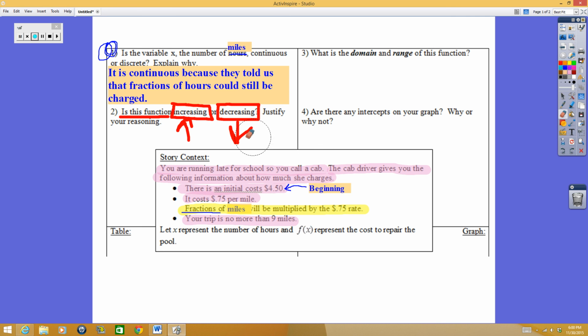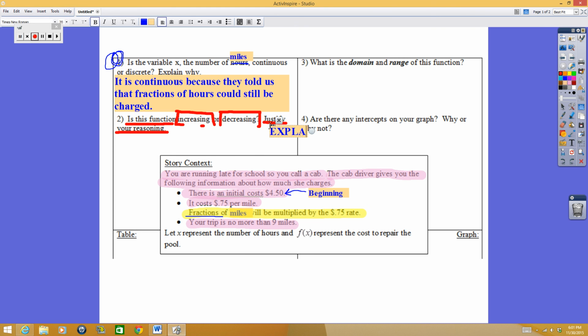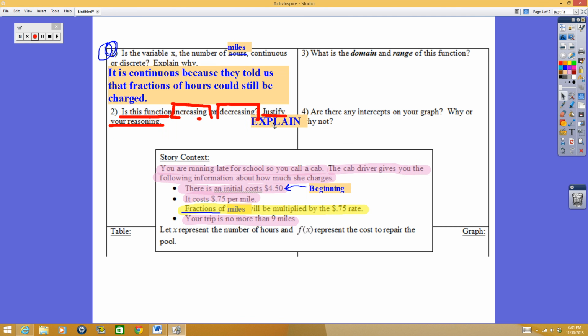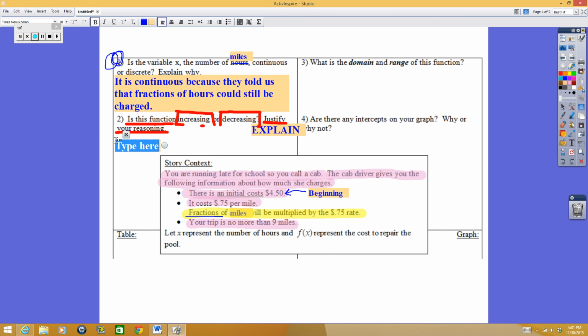So, let me write that. And don't forget, you see how it says justify your reasoning? Remember, justify means you have to explain. I'm going to just put that there. So a sample answer could be the function, whoa, I can't spell, is increasing because, this is going to sound kind of dumb, but whatever. The points on the graph are going up. Right? You can say that.